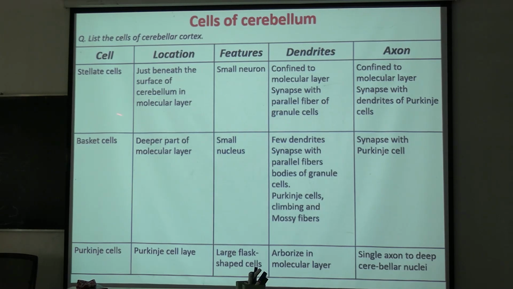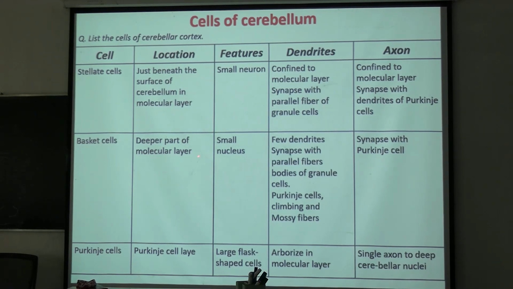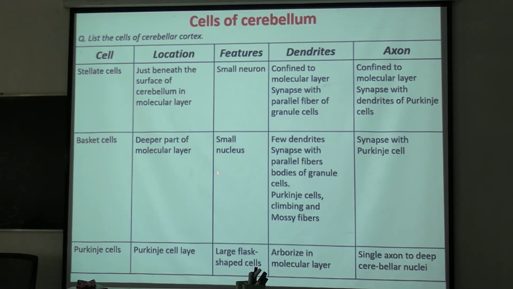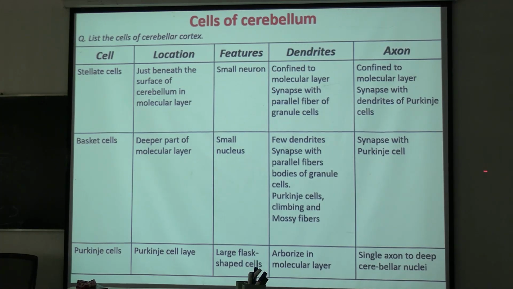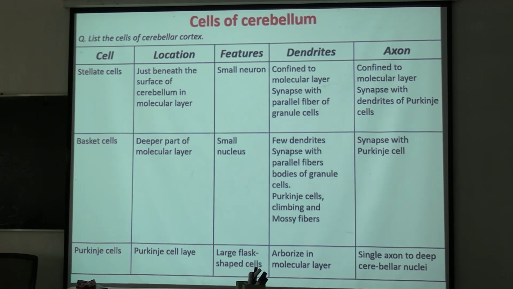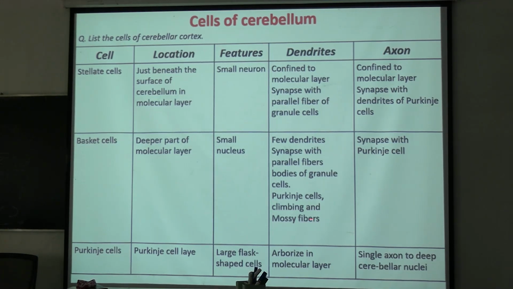Okay. Next is basket cells. Basket cells are located in the deeper part of the molecular layer. These have a small nucleus and they synapse with the Purkinje cell, these basket cells. And a few dendrites synapse with the parallel fibers, bodies of the granule cells, Purkinje cells, climbing and mossy fibers. So these are the dendrites synapsing with the basket cells.